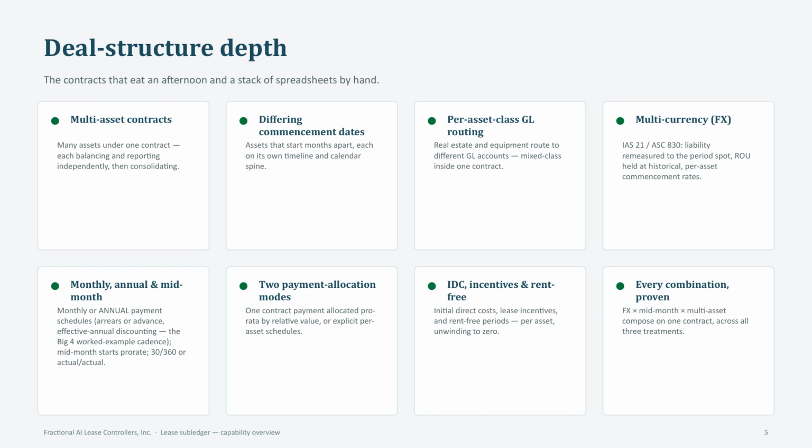Multi-asset contracts, where each asset balances and reports independently, then consolidates. Assets that commence months apart, each on its own calendar spine. Mixed class, real estate and equipment inside one contract, routing to different GL accounts. Multi-currency under IAS 21 and ASC 830. Monthly, annual, and mid-month cadences. And every one of these composes FX times mid-month times multi-asset on one contract across all three treatments.